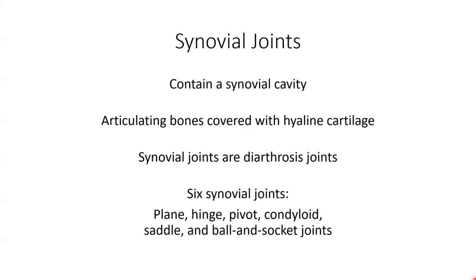Synovial joints are diarthrosis joints or freely movable joints, and there are 6 different categories of synovial joints, but we're going to touch on that later. What we're going to take a look at first is the accessory structures that you may find in this type of joint.